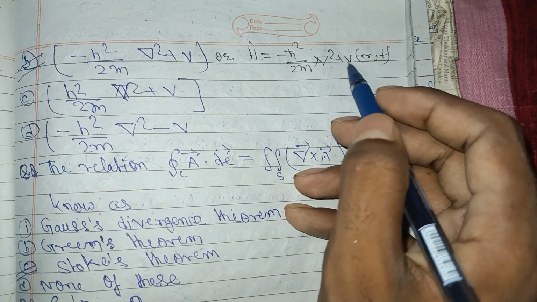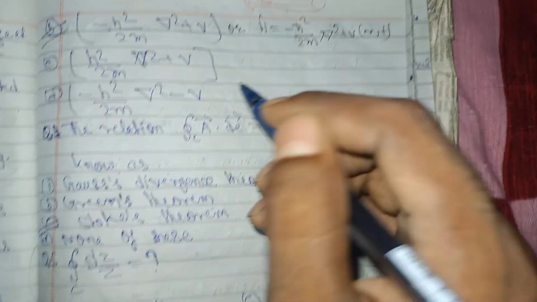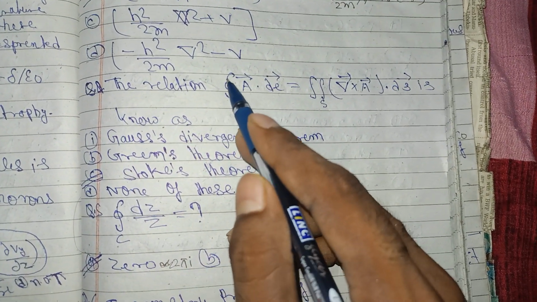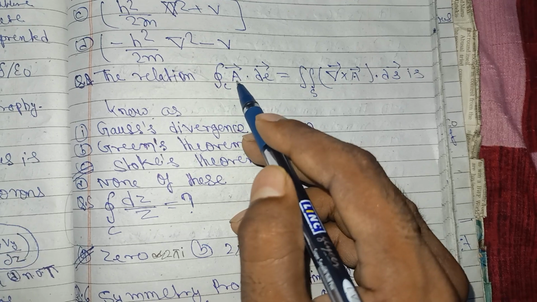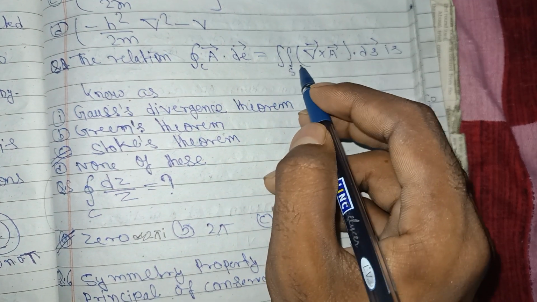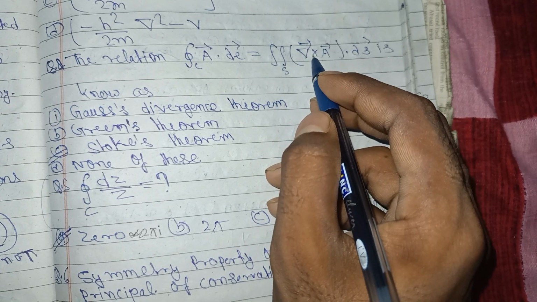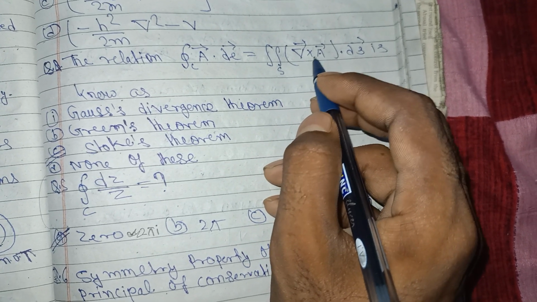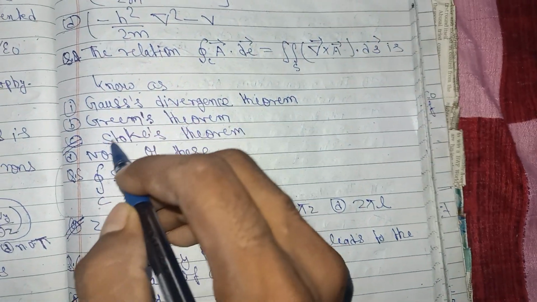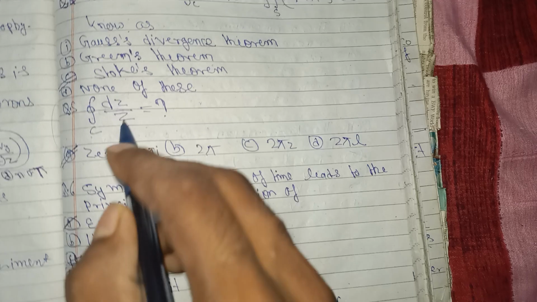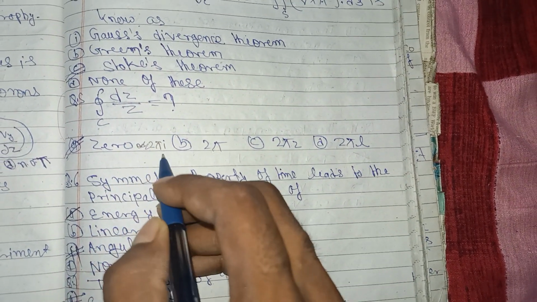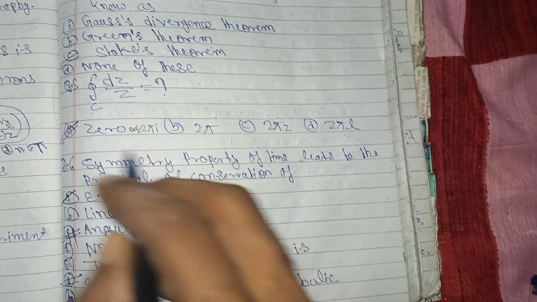So this is correct operators. So you can see this. And question number 4, the relation closed integration of vector C, vector A into dl is equal to the surface integration of del cross vector A into dS, is known as Stokes theorem. And this is the integration of C dz by dz is 0, and 2 pi is not mentioned, so 0 is the correct answer.